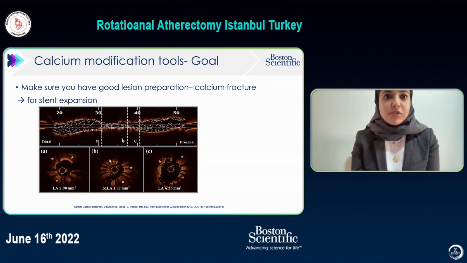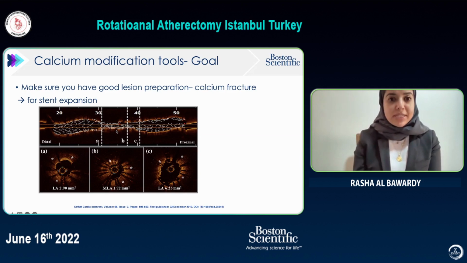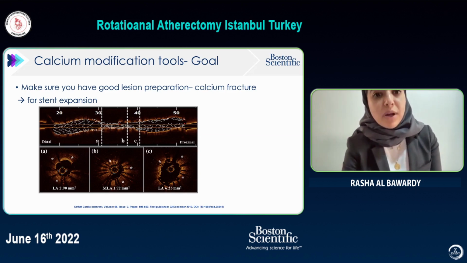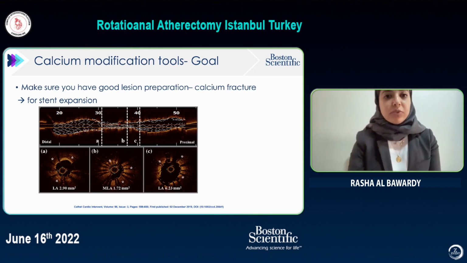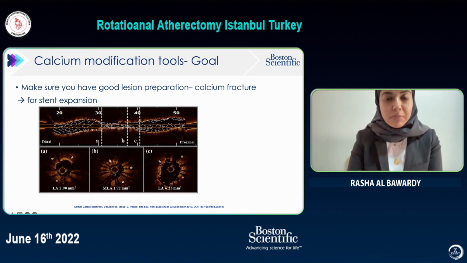The whole idea of doing a calcium modification before you stent is that you're trying to avoid what's in this picture here. So when you go ahead and place a stent in an area that was not prepped well and it's severely calcified, you'll run into issues with under expansion and malapposition, and this will be one of the major predictors of worse outcome in the future with ISR and stent thrombosis.